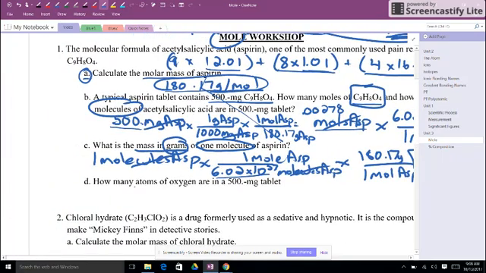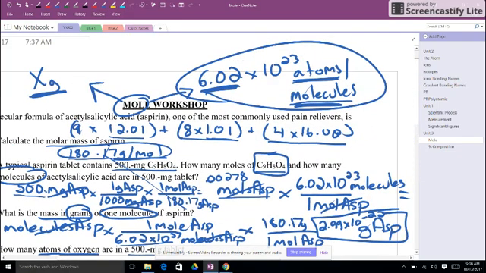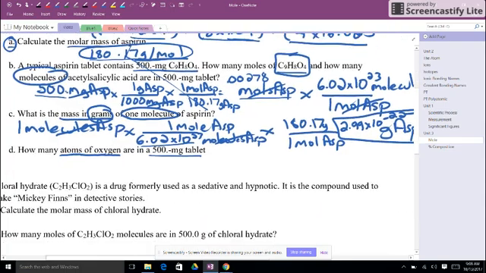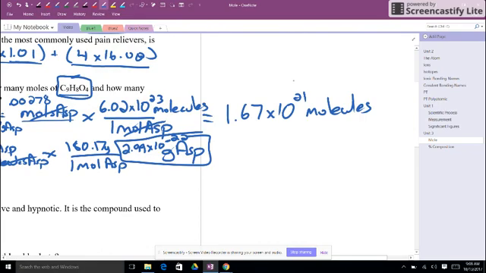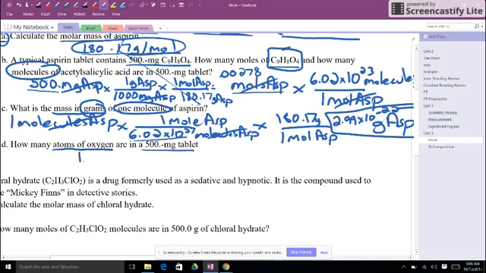Okay, for this last question, how many atoms of oxygen are in that 500 milligram tablet? Now this is where it's really going to require us to understand the difference between atoms and molecules. Let's go back to question B, because that contains our starting information. We know that we have 1.67 times 10 to the 21st molecules in that 500 milligram tablet, and it wants to know how many atoms of just oxygen are there.